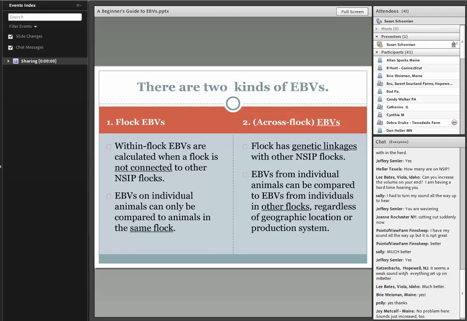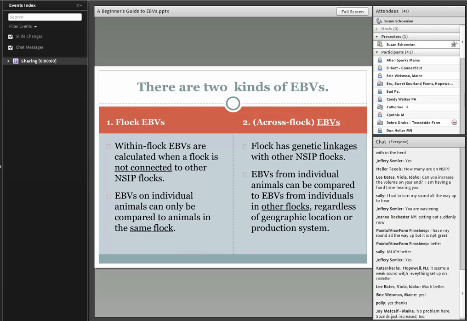But if you don't have any connection, you're still going to get EBVs on the animals in your flock, and you're going to be able to compare the animals in your flock, and you're going to be able to select the best animals in your flock. You probably think you already are, but an EBV is going to take in so much more into consideration than what you and I do when we make simple selection decisions.